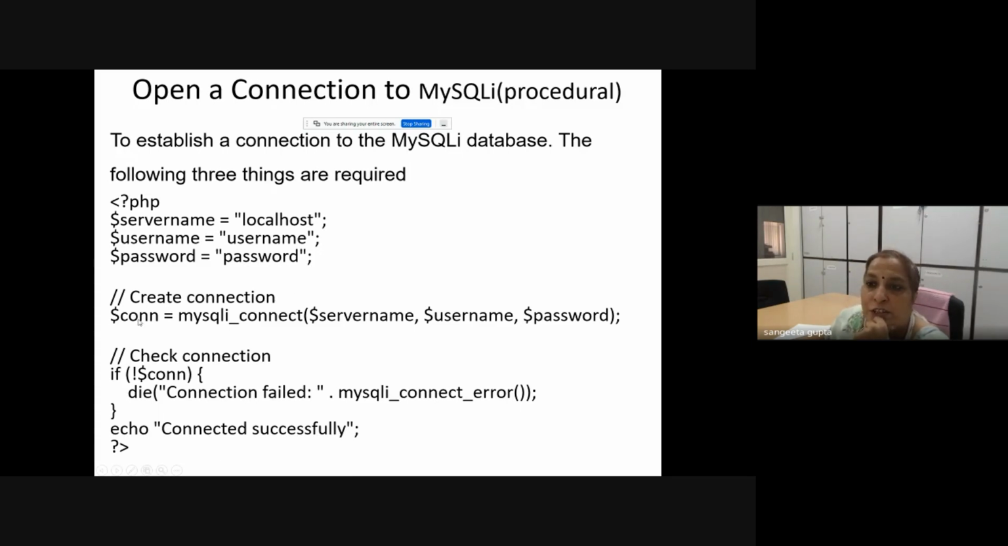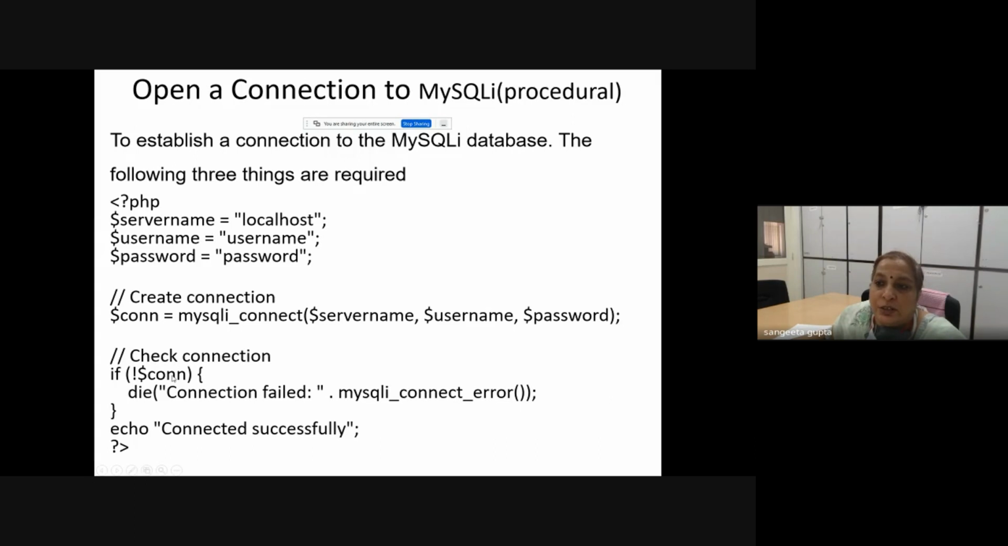Then we have to make a connection. So $con equal to mysql_connect. This is a PHP function which will allow you to connect PHP to your database. In this we are giving three parameters: server name, username and the password which we have set here. If it is successful, then it will return an object of the connection type. And if it fails, then it will return false.